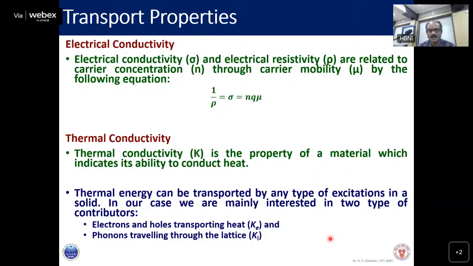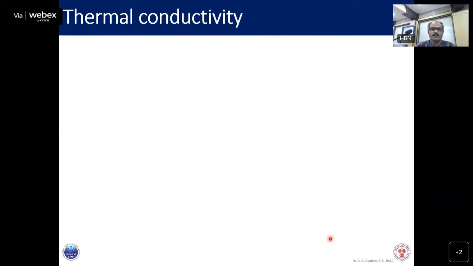So one is that electrons and holes transport heat, and another is the phonons. What are phonons? Phonons are lattice vibrations, so these phonons also travel through the lattice. Phonons are the quanta of lattice vibration. As in the atomic spectrum you see photons, in the vibrational spectra of the lattice you see the phonons, which transport heat and travel through the lattice.